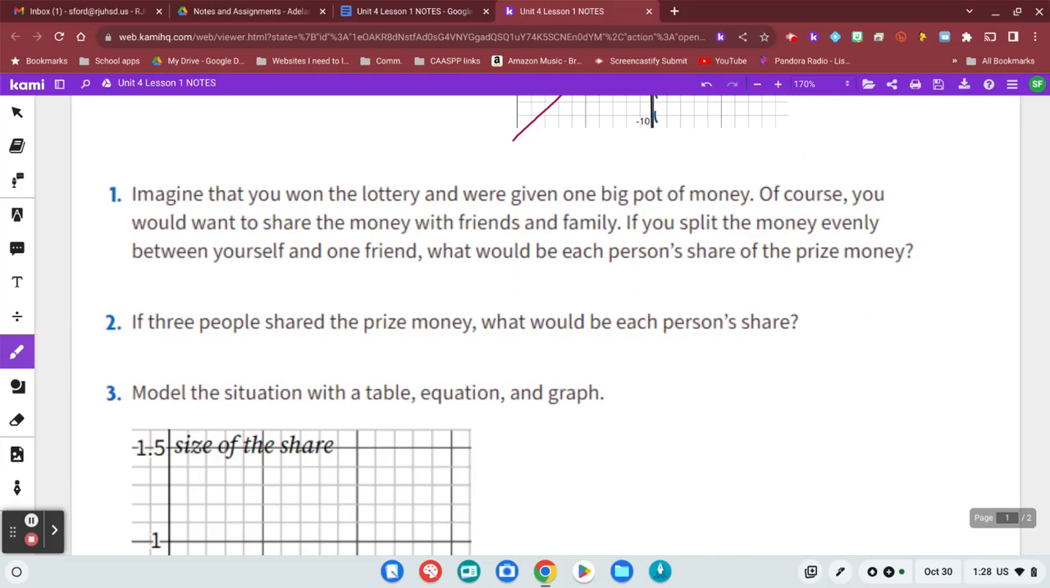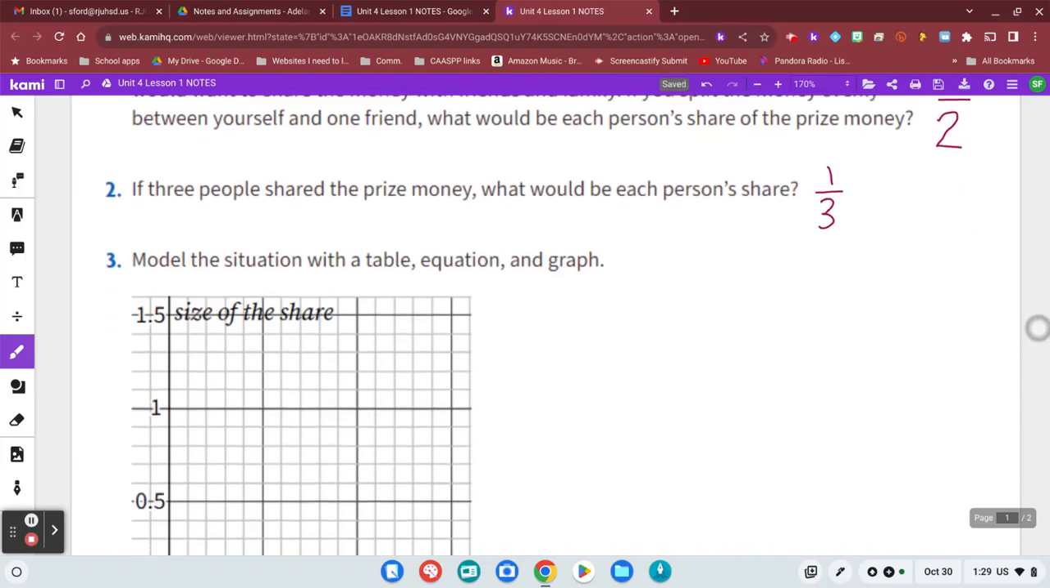It says, imagine you won the lottery and were given a big pot of money. Of course, you would want to share the money with your family and friends. If you split the money evenly between you and one friend, what would be each person's share of the money? Well, if you're only sharing it between you and one other person, you each get half the money. Now, if you had to share it between 3 people, you each would get 1/3.